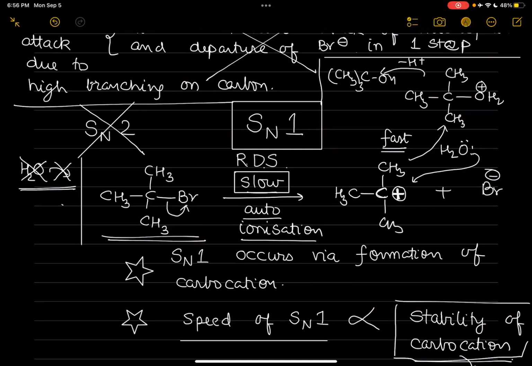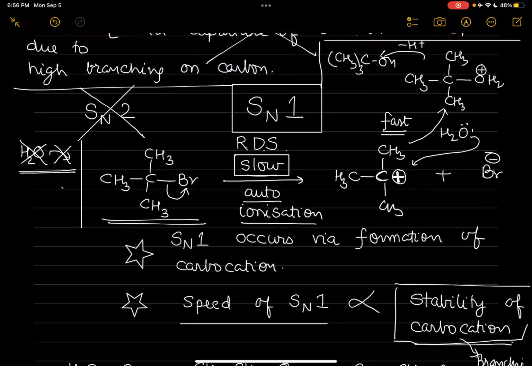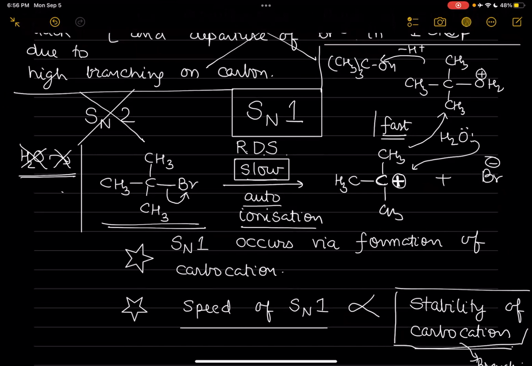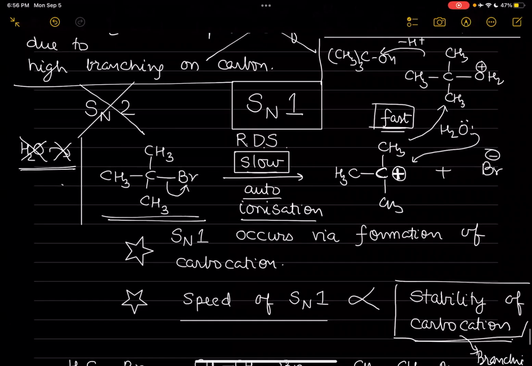This is the most crucial step, in which only the substrate molecule alone is actually breaking apart. This is the slow step. But that doesn't mean that it is always slow. It can sometimes be very fast. I'm telling it in relative terms. In an SN1 reaction, there are 2 or 3 steps, and within those steps, the breaking of the leaving group is the slowest. But overall SN1 can be faster also.